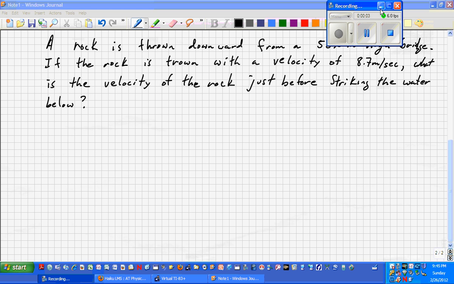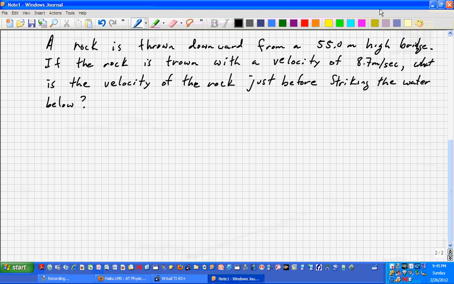Got another falling object example here. In this case, we've got an object that's thrown downward or launched downward with an initial velocity not equal to 0. We've got a rock that's thrown downward from a 55-meter high bridge. If the rock is thrown with a velocity of 8.7 meters per second, we want to know what the velocity of the rock is just before striking the water below.